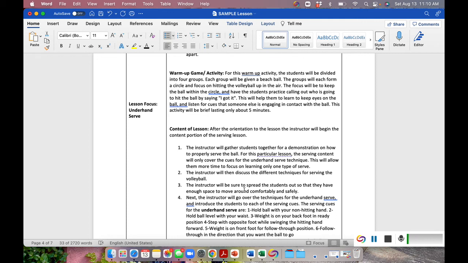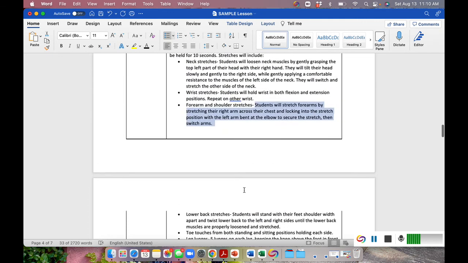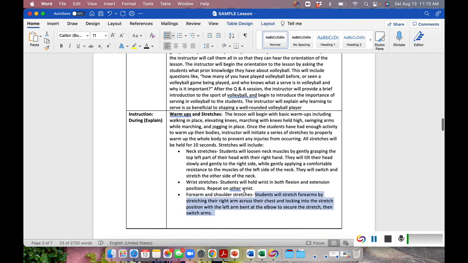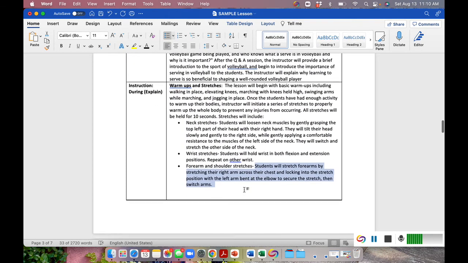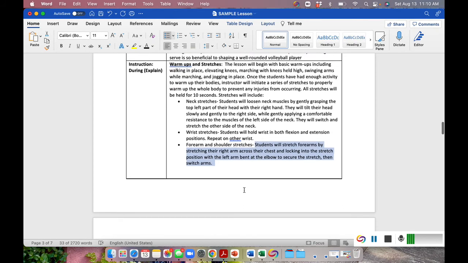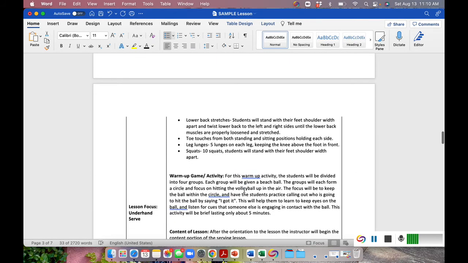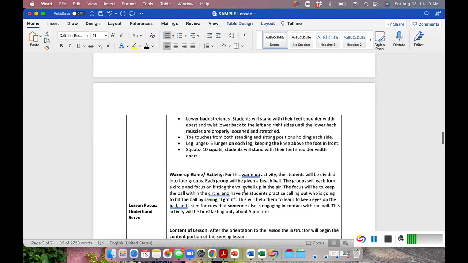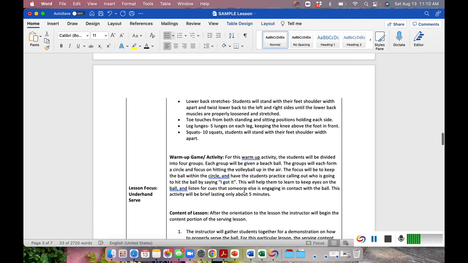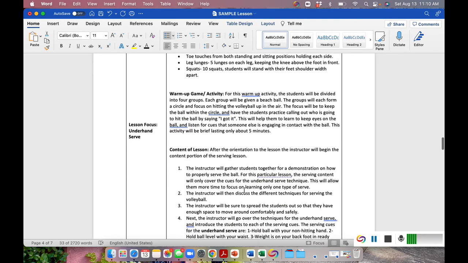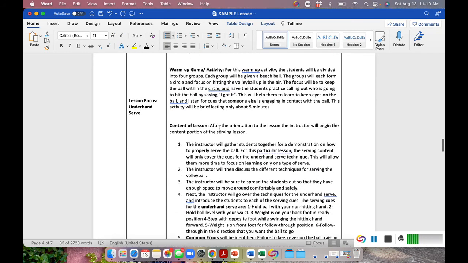Okay? The way that you teach your lesson, meaning the activities that you choose, is up to you. So keep the warm-ups relevant to what you're teaching. You can use a general set of stretches. That's great too, but if you want to add something in to help with what you're teaching, that's also fantastic. So the lesson focus.